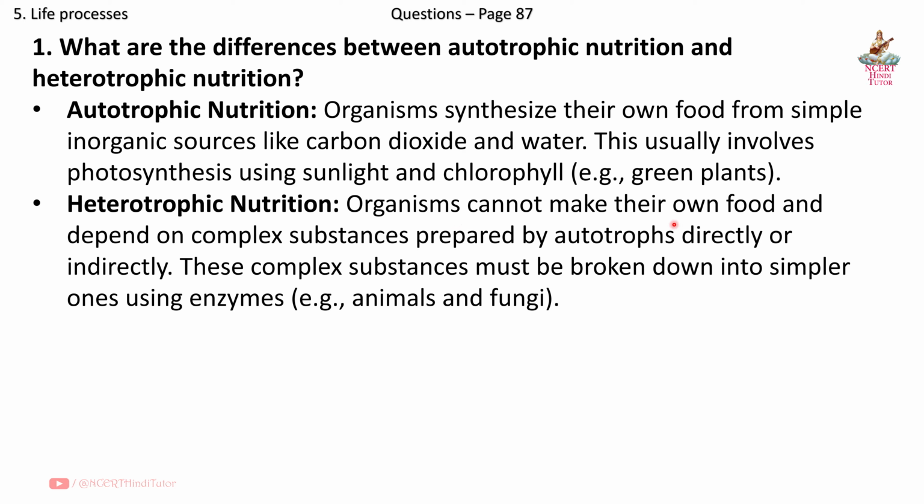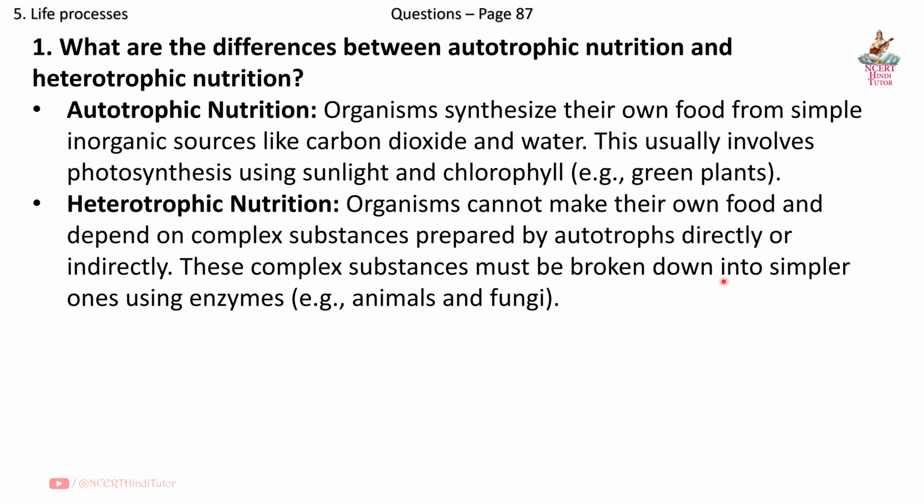Heterotrophic nutrition. Organisms cannot make their own food and depend on complex substances prepared by autotrophs directly or indirectly. These complex substances must be broken down into simpler ones using enzymes. Example, animals and fungi.